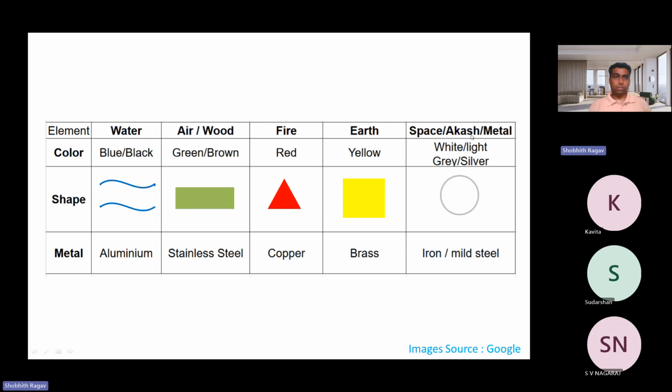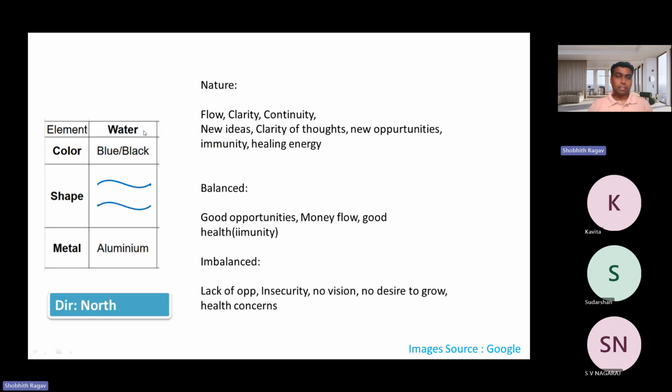Okay. So in this slide, wherever you find blue color and black color, it corresponds to the water element. For example, you have a blue color paint on a wall. So this corresponds to water element. For example, in your kitchen, you use a black countertop, granite or something. So this black color is a water element.